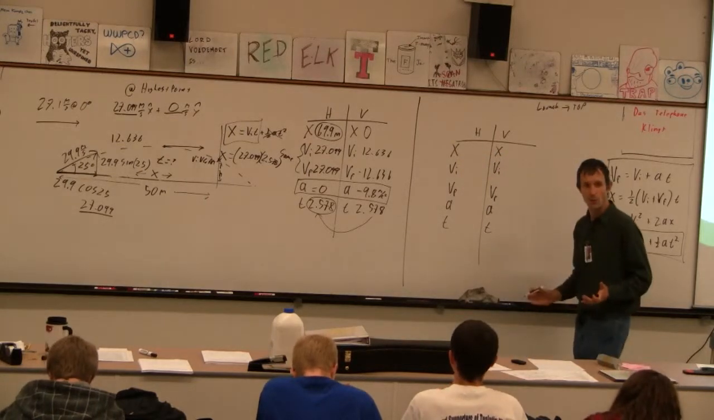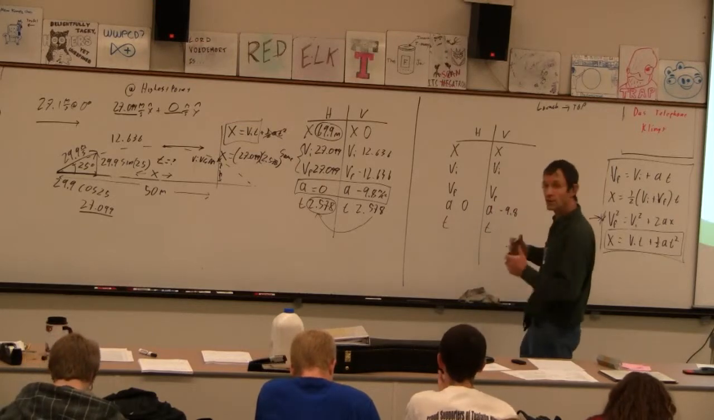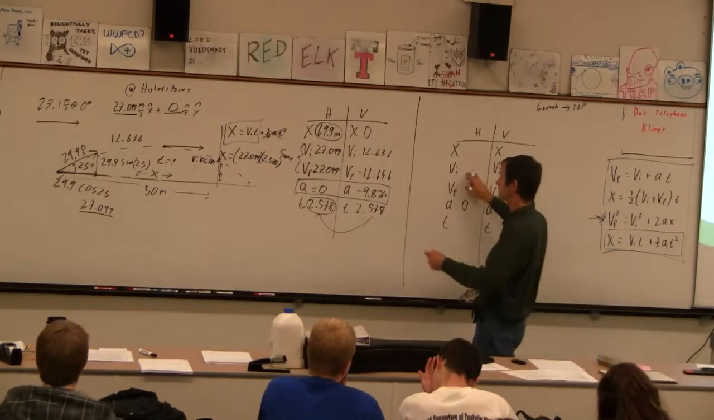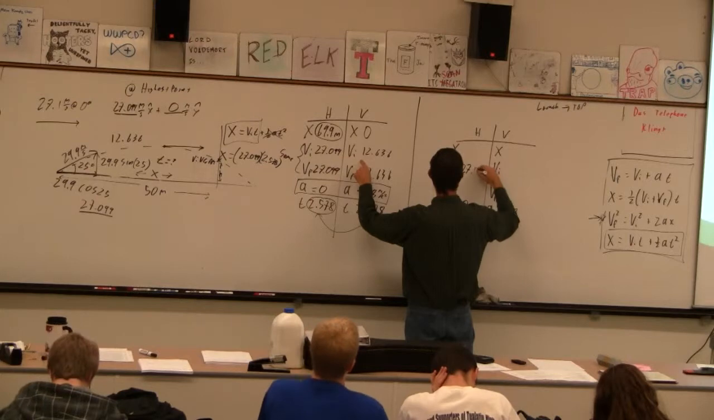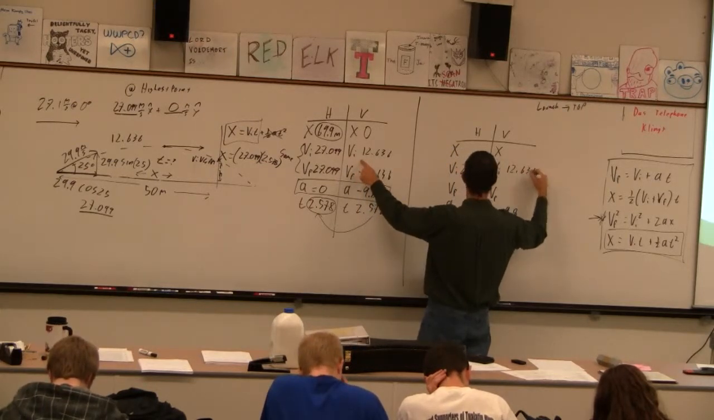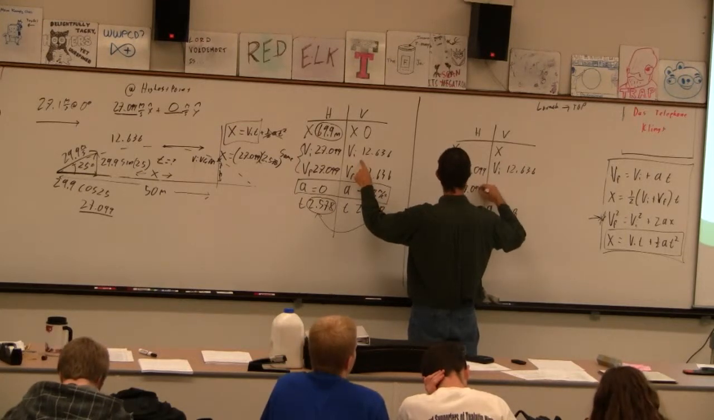So shortcut number 1 is that everybody knows that's 0, that's negative 9.8. Shortcut number 2, isn't it the same launch? So aren't the initial velocities exactly the same? Yeah, that took us like 20 minutes to figure out, right? So 27.099, 12.636.